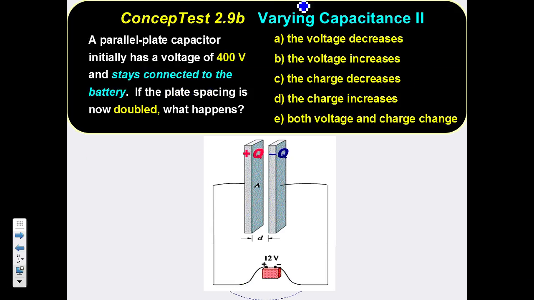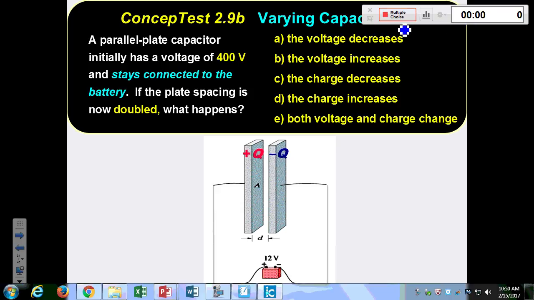All right. Parallel plate. We haven't done these, have we? A parallel plate capacitor has an initial voltage of 400 volts, and it stays connected to the battery. That means that the voltage will remain the same. If you double the plate spacing, that's the distance D between the plates, what happens to the voltage or the charge? How do they change or not change? You double the plate spacing, that means you separate them by twice as much.